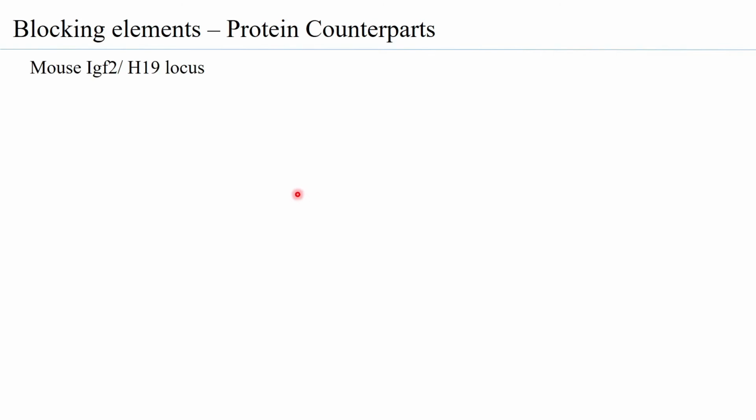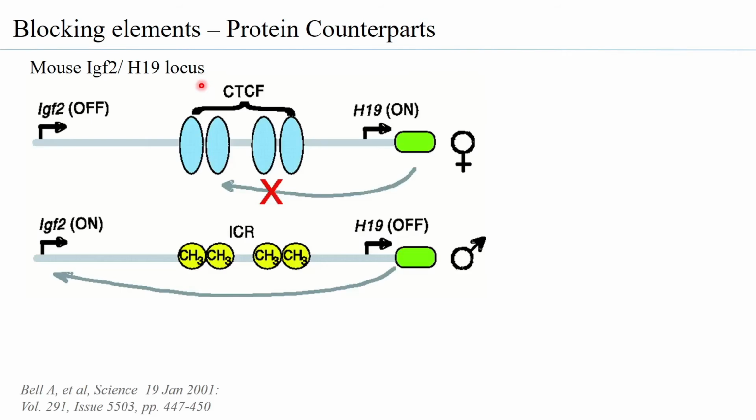Now let us look at one another example with respect to the protein counterparts that bind to the blocking elements. So let's consider the mouse IGF2 H19 locus. Now, the mouse IGF2 H19 locus, when you look at the two homologous chromosomes, one finds that one is definitely from the maternal side, and so therefore you have a maternal allele and you have a paternal allele.